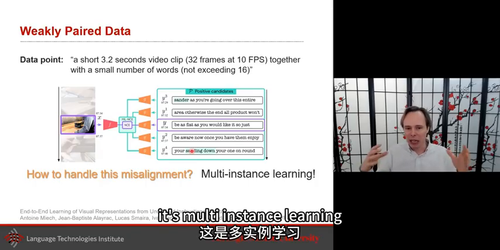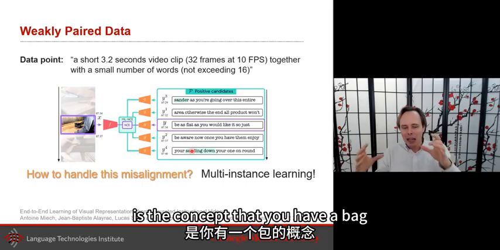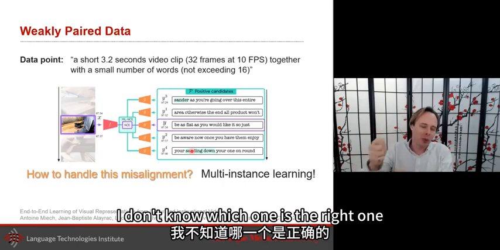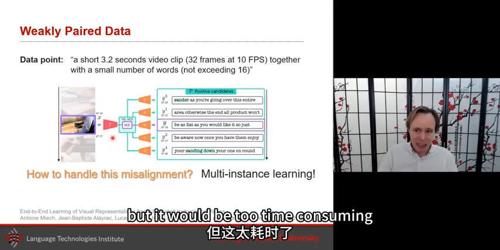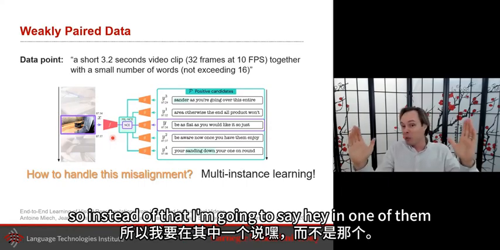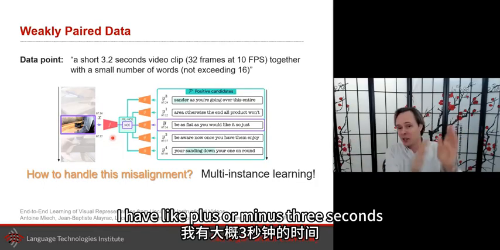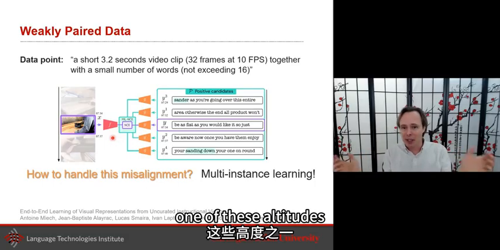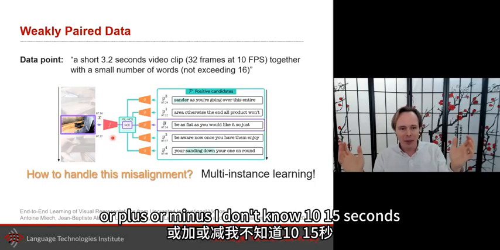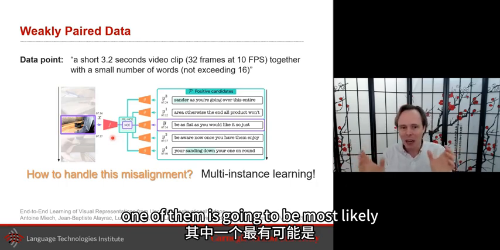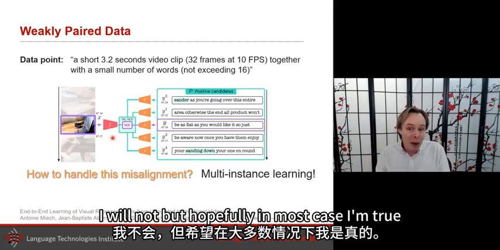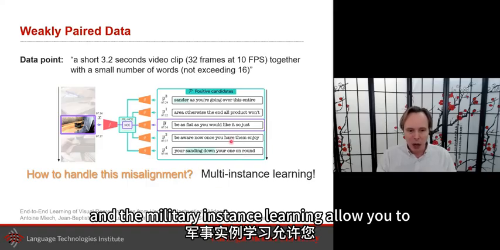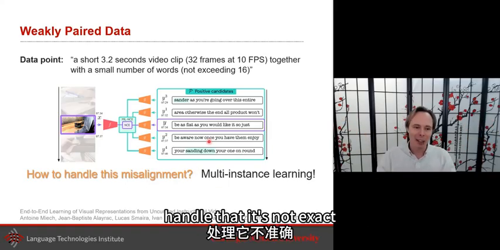Multi-instance learning is the concept that you have a bag. You don't have a positive. I don't know which one is the right one. And I could go and manually annotate it, but it would be too time consuming. So instead, I'm going to say that within plus or minus 3 seconds, or plus or minus, I don't know, 10, 15 seconds, one of these utterances is most likely the match. There's still a little caveat. It is still possible that it's not, but hopefully in most cases I'm right. And multi-instance learning allows you to handle that it's not exact.